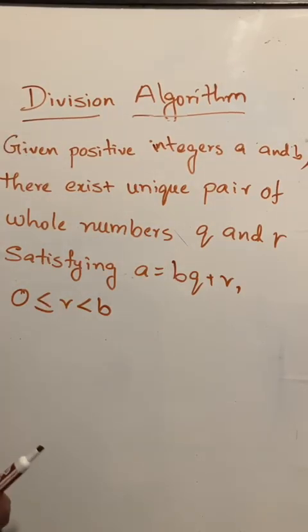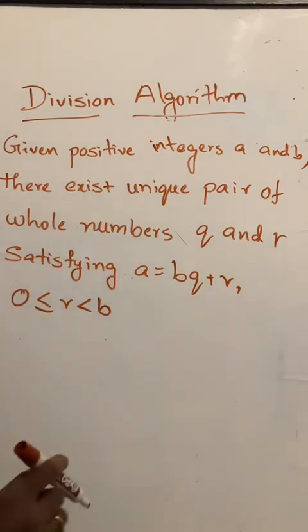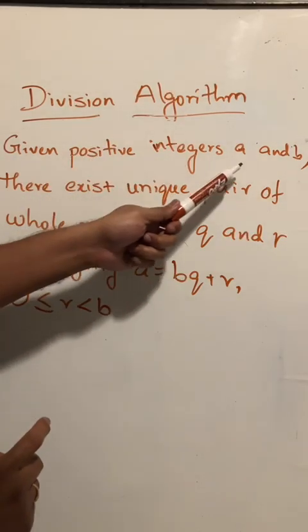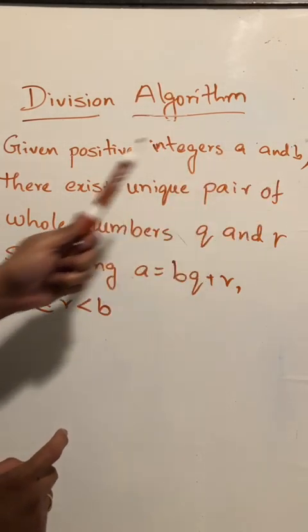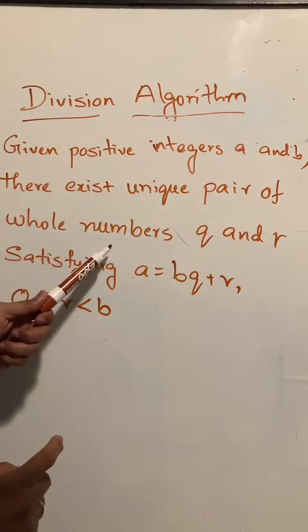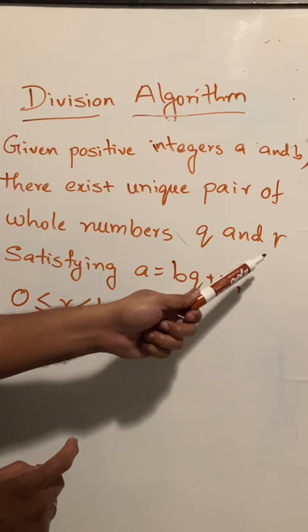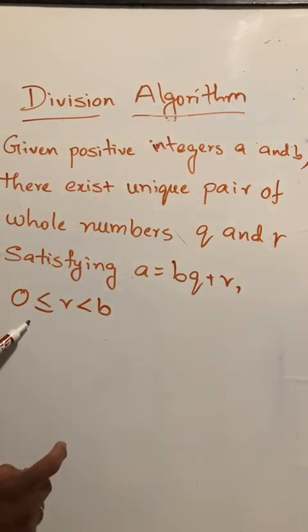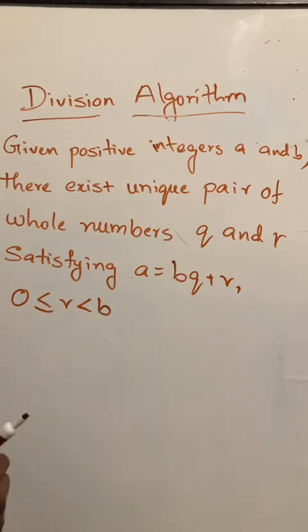Hi, now let's look at the division algorithm by the statement. Given positive integers a and b, there exists a unique pair of whole numbers q and r satisfying a = bq + r, and there is a condition: 0 ≤ r < b. We have seen this when we do division, so for the sake of simplicity I'll write it here.